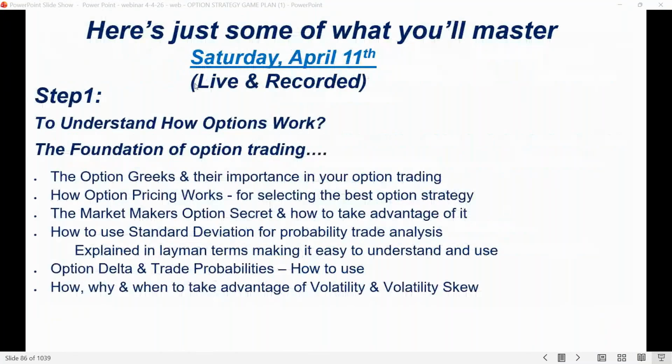And again, here's an overview of what we'll start with next Saturday. We'll start out with part one. I'll go through the foundation of options. We'll go through the importance of the different Greeks that you really need to understand. That'll be the start, how option pricing works. We'll go through that in a little bit more detail.